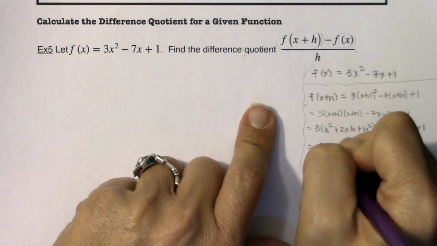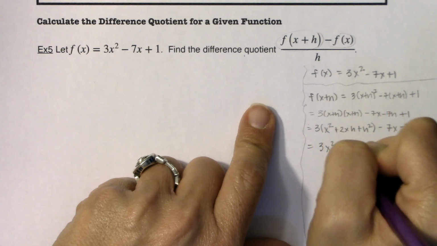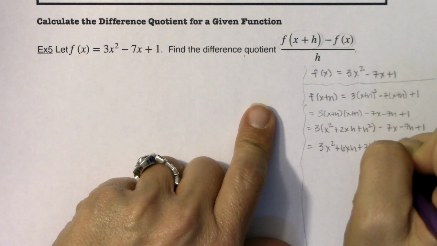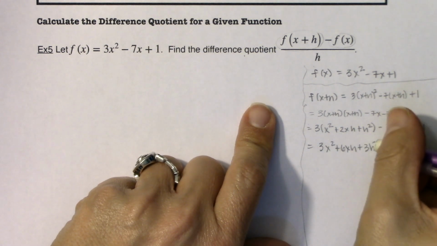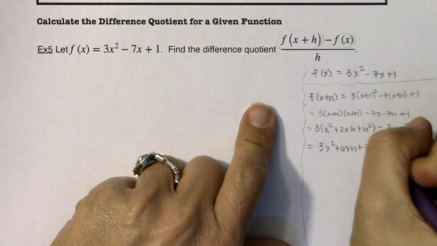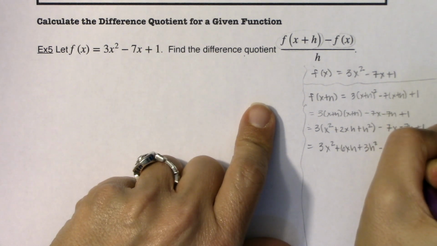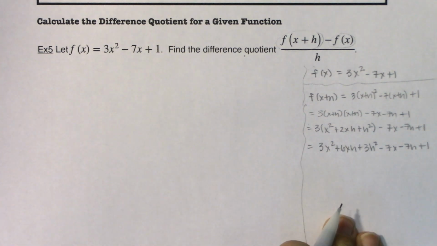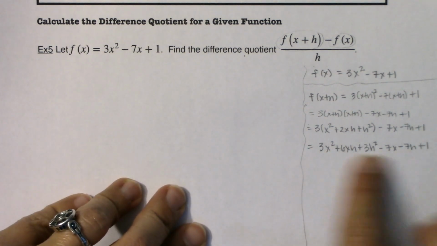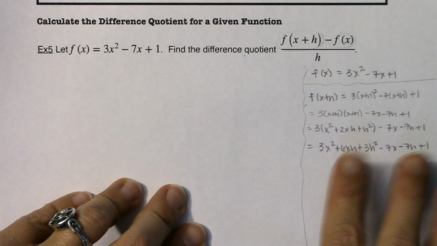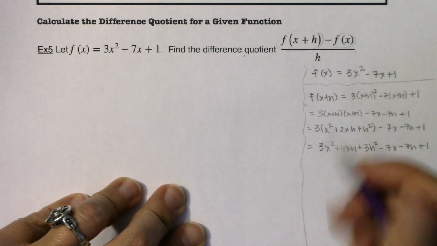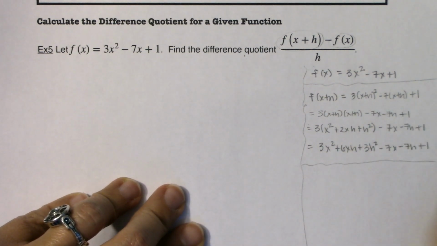Let me distribute this 3, so we're looking at 3x squared plus 6xh plus 3h squared. Oops, let me make that square there. Oh, that does not look good. Give me a sec, I'm going to erase it. Minus 7x minus 7h plus 1. Okay. Now, when I take a look at all of this, I don't see any like terms, so I'm just going to pause. That is f of x plus h in all of its glory.